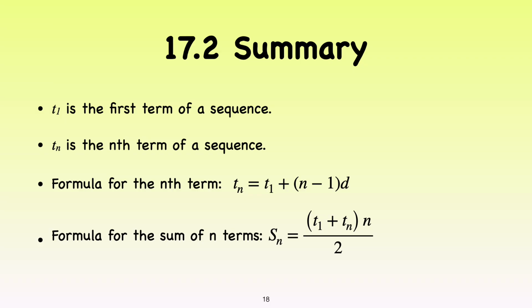To find the sum of n terms of an arithmetic sequence, add the first term and the last term. Multiply by the number of terms we are adding together, and then divide by 2. Add the first term, t sub 1, to the last term, t sub n. Multiply that sum by n. Divide that whole product by 2.